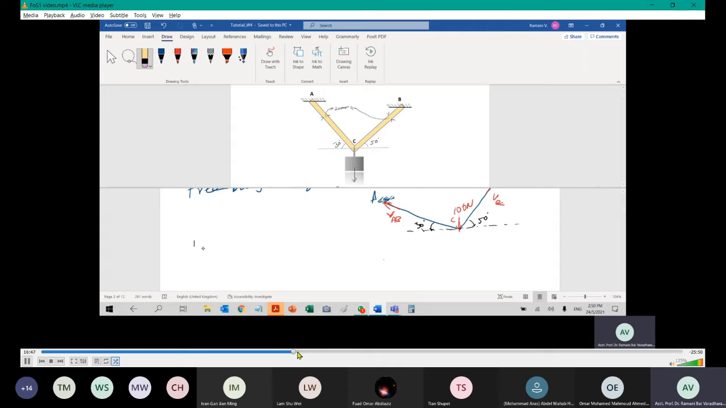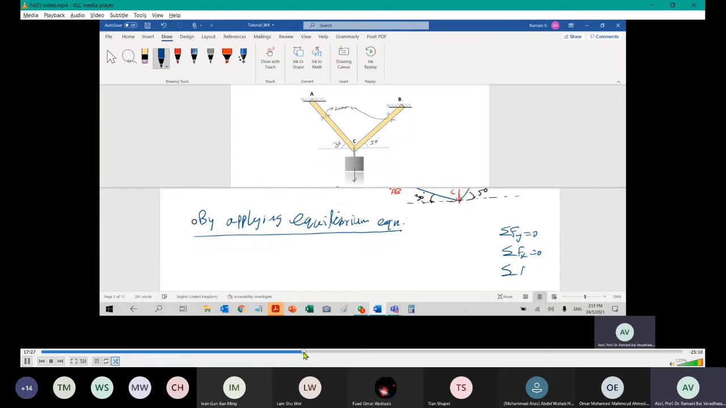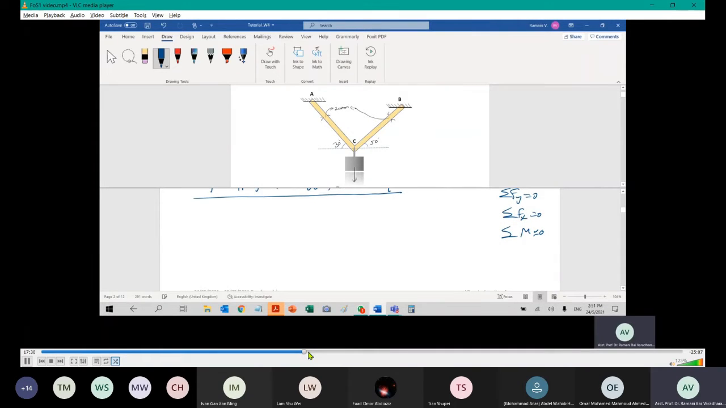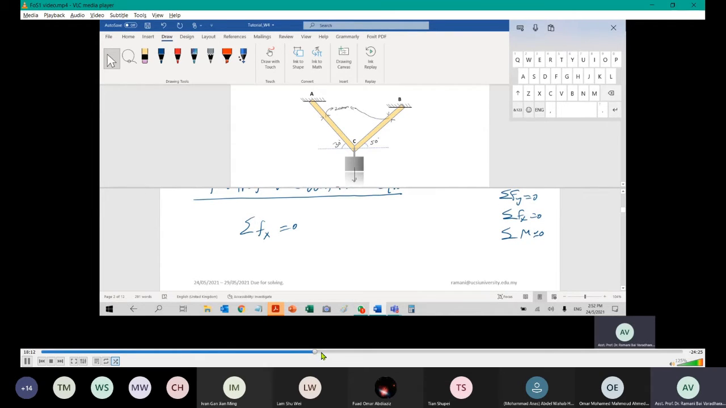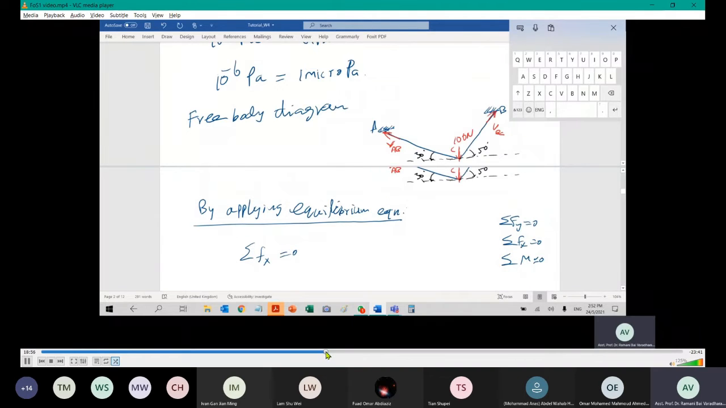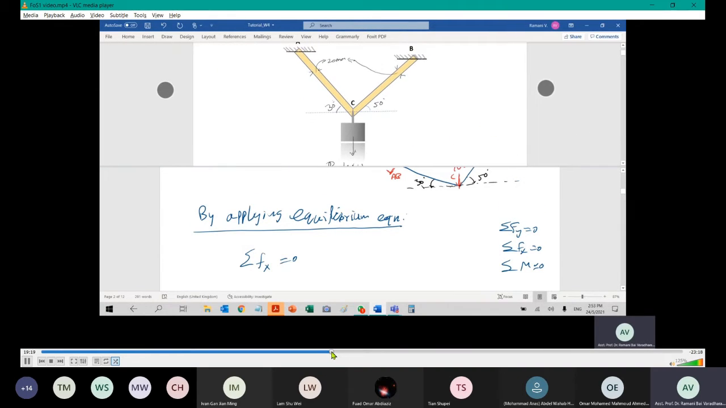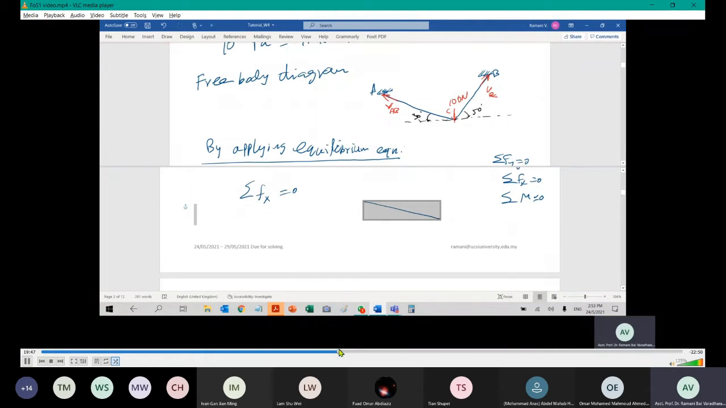Now we can apply equilibrium equations. You can even write down, by applying, always write this statement, by applying sigma Fx equal to 0, sigma M equal to 0. Let me start with number 1, which is sigma Fx. The x direction always comes first, although I wrote y first, x direction first. It's always like this. Number 1.